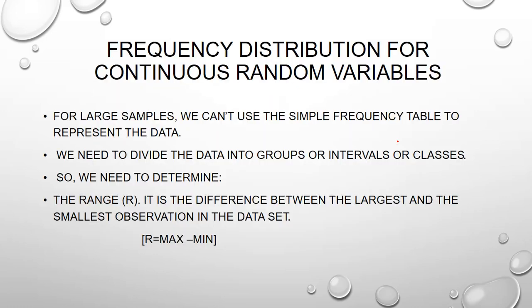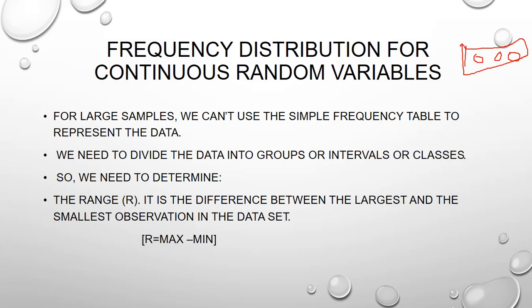Now we are going to the continuous case. Up to now we discussed discrete data. Now we can discuss continuous data: frequency distribution for a continuous random variable. For a large sample, we cannot use the simple frequency table to construct it. For example, if I have 1000 observations, in software it will be easy, but manually constructing it for 1000 observations is difficult in the discrete way.